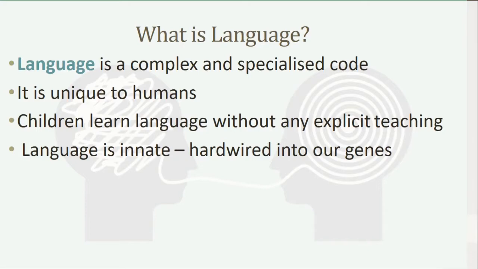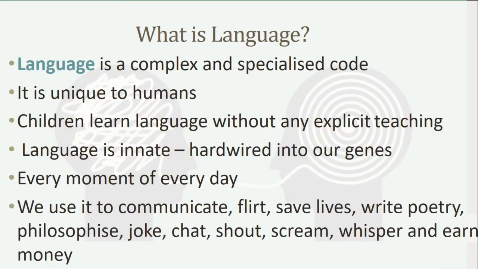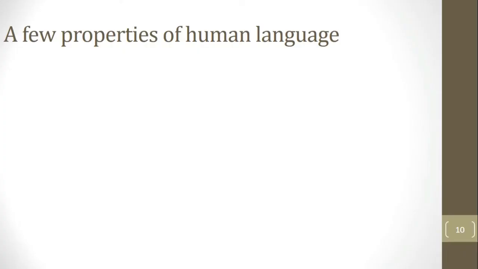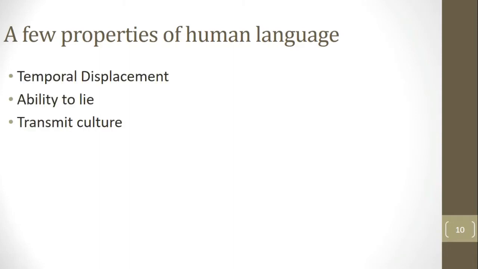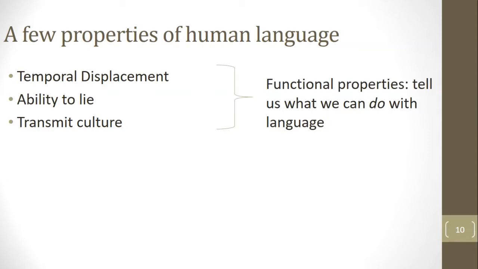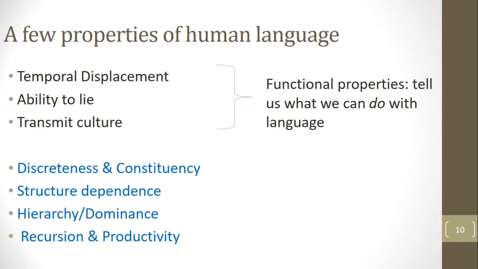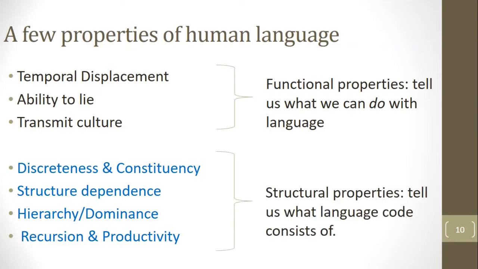We use language every moment of every day. We use it to communicate, flirt, save lives, write poetry, philosophize, joke, chat, shout, scream, whisper, and of course to earn money. Here are a few properties of human language. They can be divided into two types: functional properties and structural properties. Functional properties can tell us what we can do with language, while structural properties tell us about the language code and what it consists of.